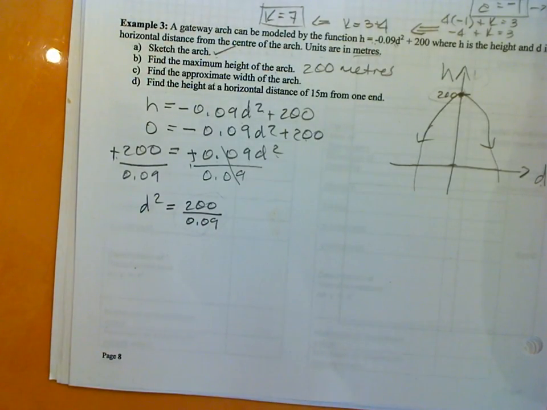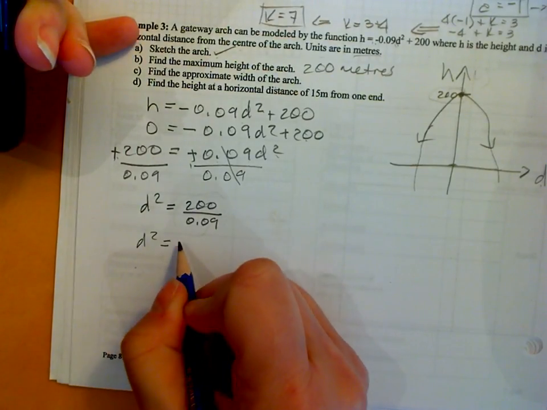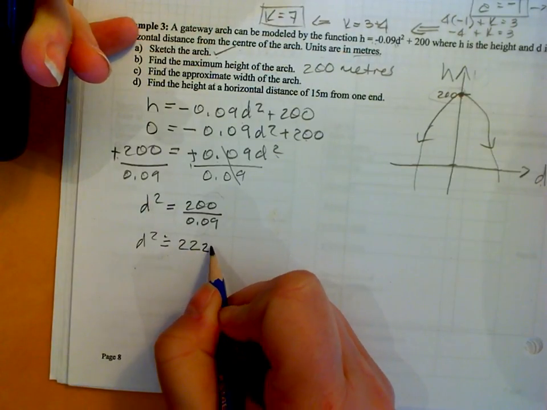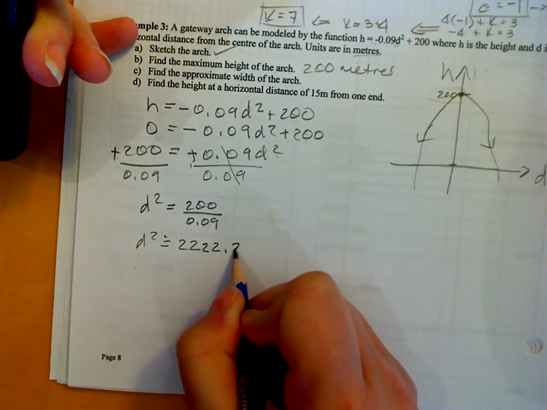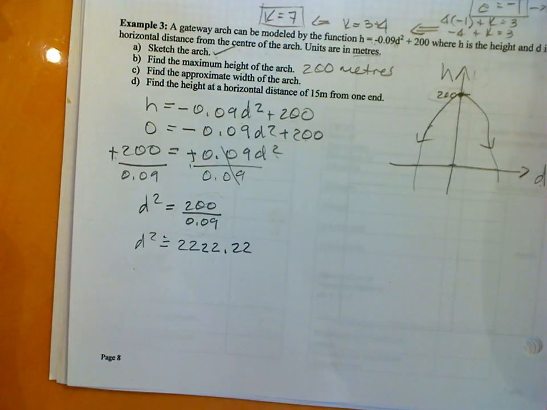So I'm going to pull out my calculator, and I've got 200 divided by 0.09. Oops, pressed something incorrectly. 200 divided by 0.09, and I end up with d squared equaling approximately 2222.22. Okay, so now I need to find the square root of that.